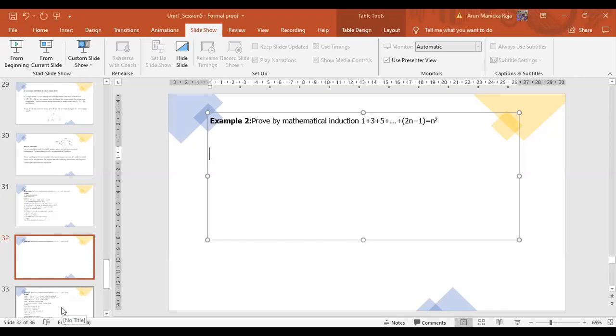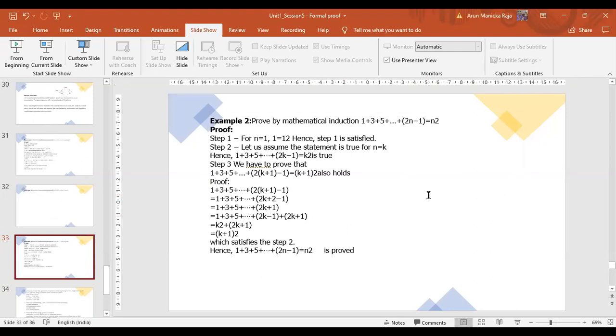Okay, fine. Check with your answers. Have you got like this? Yes, ma'am. Okay, fine. I will give another problem. You have to prove 1 cube plus 2 cube plus 3 cube plus etc. plus n cube is equal to n square into n plus 1 the whole square divided by 4, by mathematical induction.